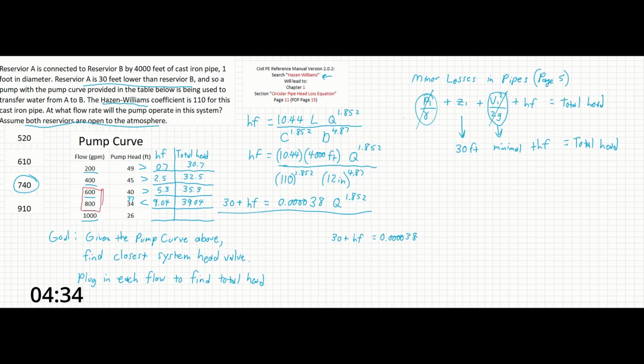Solving for head when the flow is 740 gives us an answer of 37.9, which is as close as our estimation will take us. Therefore, 740 is where the system head most closely matches the pumping curve.